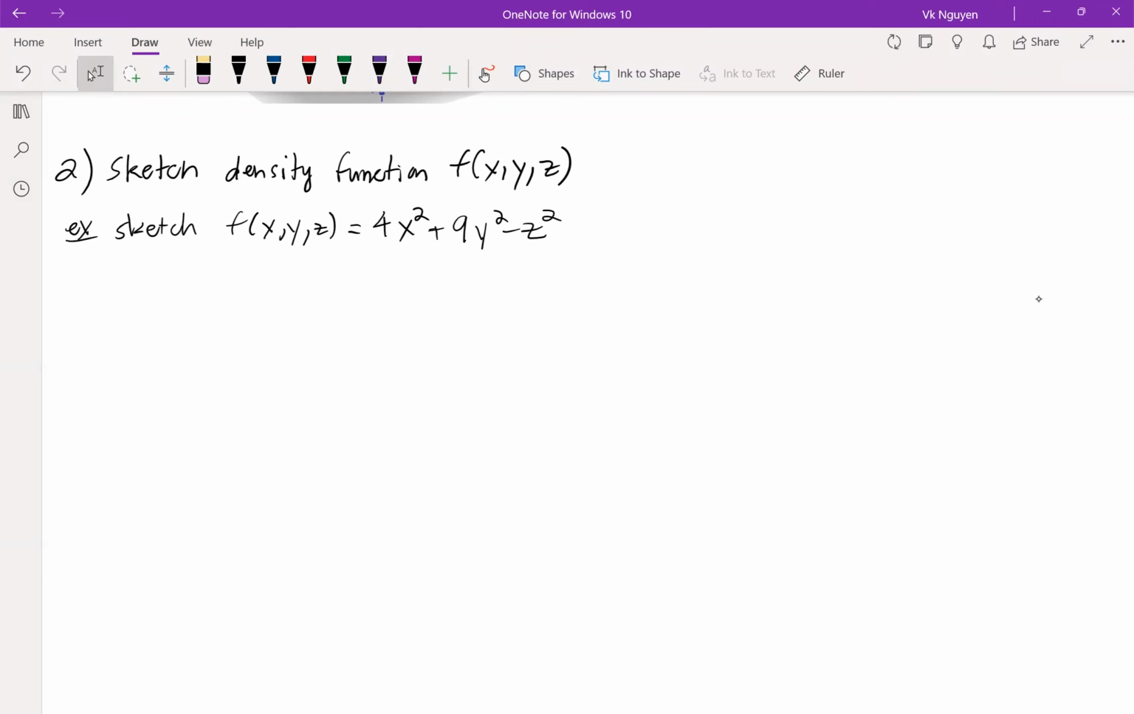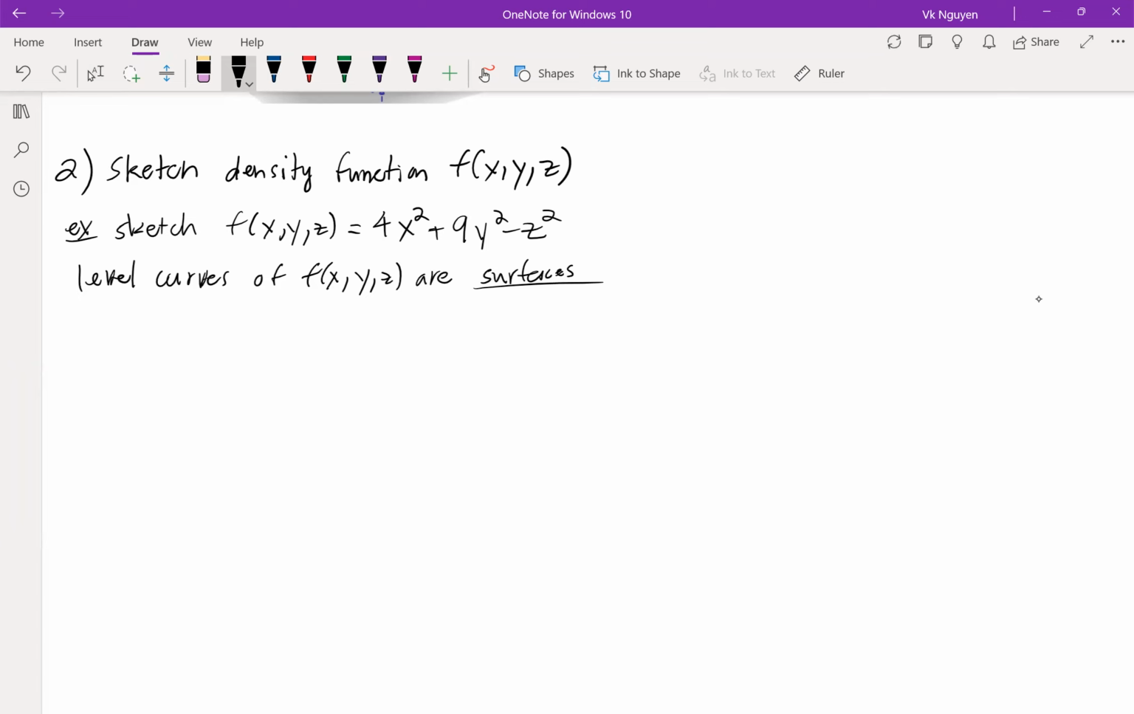You have to get rid of one variable, let the function equal a number. So I'm going to be using level surfaces of f(x,y,z), or anybody can fill this out. What are they? Surfaces. Yeah, because once you let f(x,y,z) equal 0, 1, 2, 3, then you're going to get a surface.